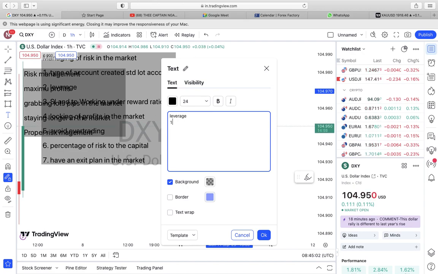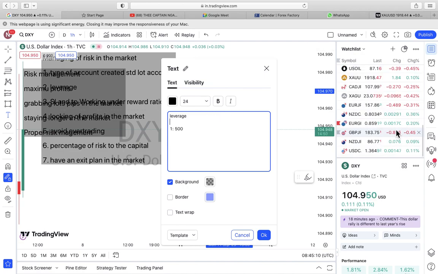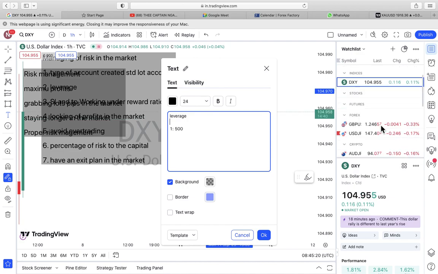Let me say you have a leverage of 1:500, and I will always advise you to use a standard leverage of 1:500 or 1:400. For the Kenyan brokers, you will find that they offer leverage of 1:400 because of the requirement by the Capital Markets Authority, CMA. Now, leverage is always expressed in ratio form, which means 1:500.